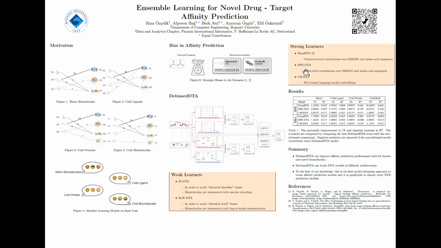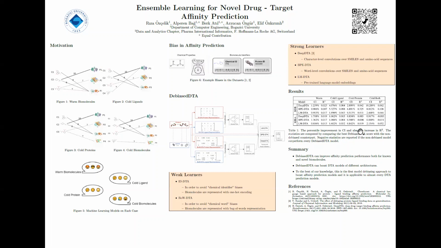We experiment with 3 different strong learner architectures, which are DeepDTA, BPDTA, and LMDTA, to observe if our approach is valid for models of different architectures. DeepDTA is a character level convolution based approach over SMILES and amino acid sequences, whereas BPDTA replaces character level convolutions with word level convolutions. And LMDTA uses pre-trained language model embeddings to represent the biomolecules. We experiment with 2 datasets, BDB and KIBA, and try and debias every model on 4 different test sets, which are warm, cold ligand, cold protein, and cold both. We then measure the performance increase due to debiasing by calculating the percent increase in concordance index of the predictions and absolute increase in the R-square index.